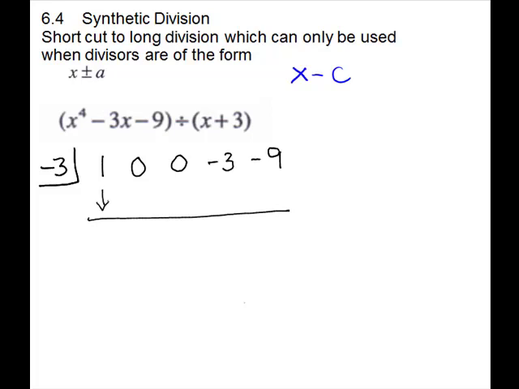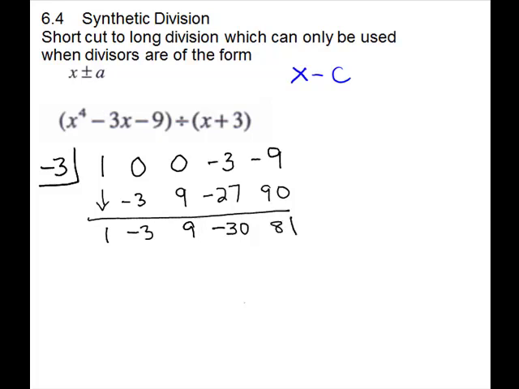Draw your line, skip your space. Right, bring your first one down. So multiply and add. 1 times negative 3 is negative 3, plus 0 is negative 3. Negative 3 times negative 3 is a positive 9, plus 0 is 9. 9 times negative 3 is negative 27. So we get a negative 30 here when we add. And negative 30 times negative 3 will give us a positive 90.